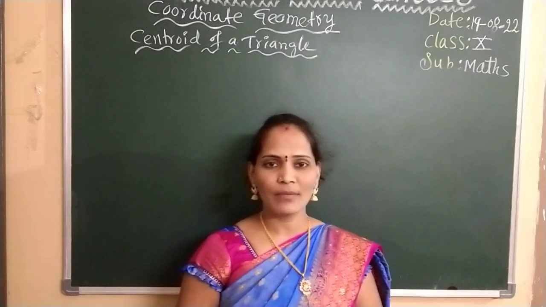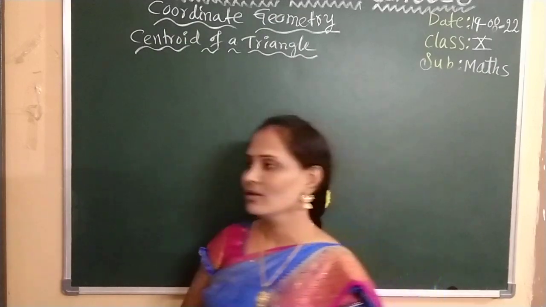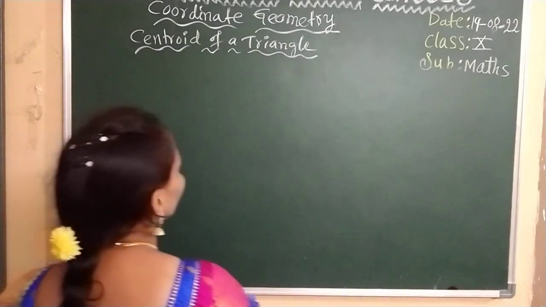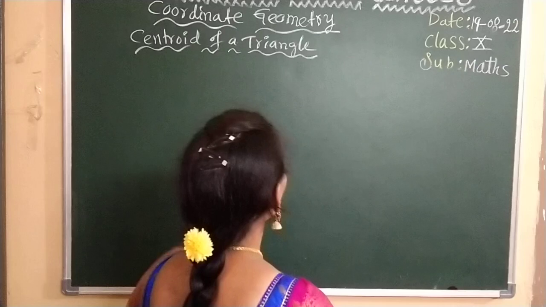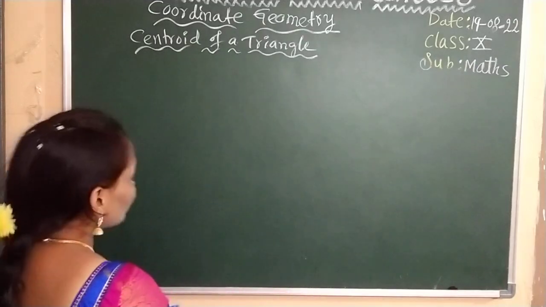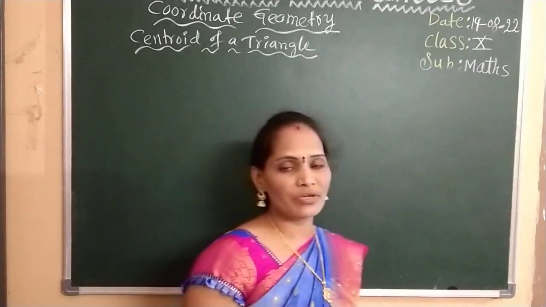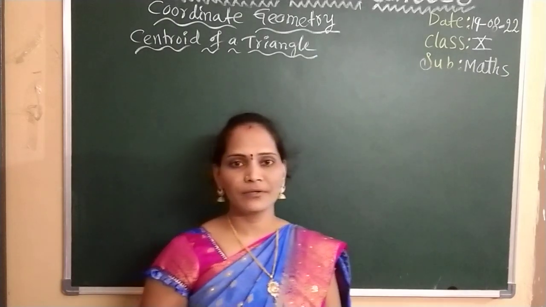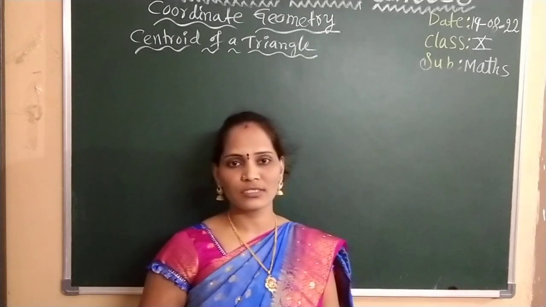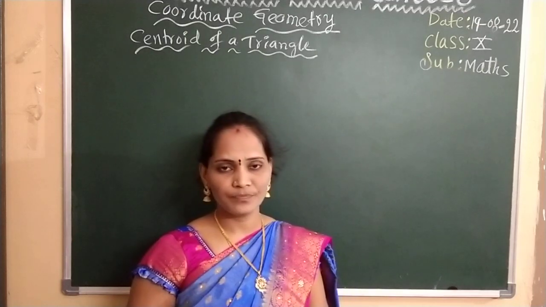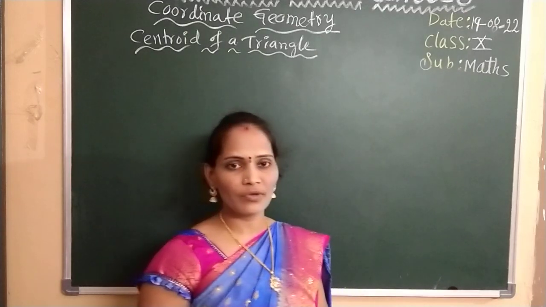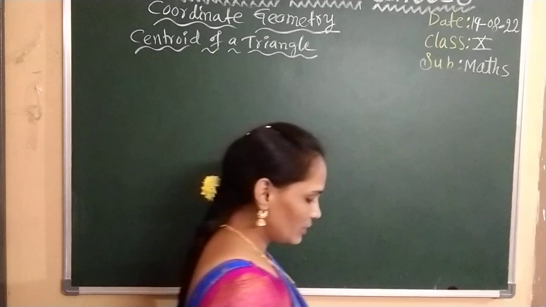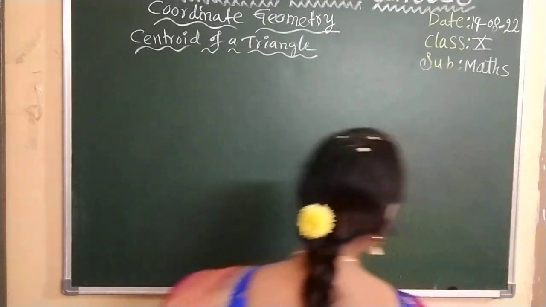In this video, I am going to derive the formula for the centroid of a triangle. Before going to derive that formula, first you should know what the centroid of a triangle is. The point of concurrency of the medians is called the centroid of a triangle.